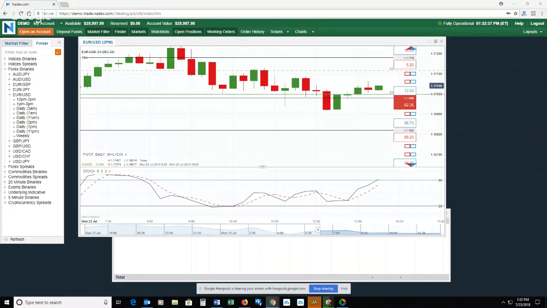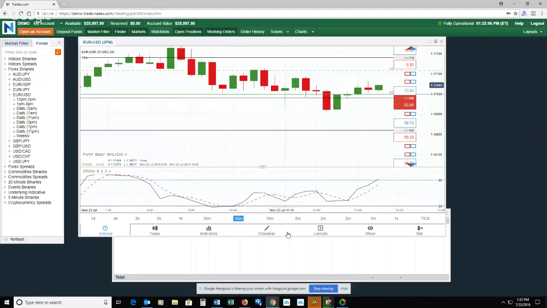Divergence example on the euro dollar. And as you can see, we just made a lower high here, but we have made a higher high in the stochastics. That's the very definition of hidden divergence. Now, what I would like to see is for the current bar to actually close below the low of the previous bar.